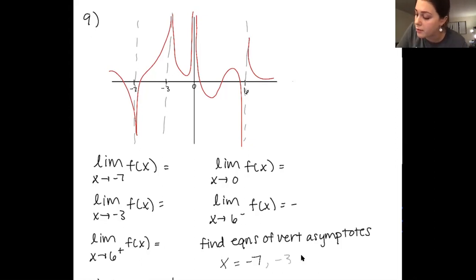We also have one at negative 3 and at 0 and at 6. So that was the distinction that I was talking about earlier. So the limit as x tends to negative 7 of f of x, like I said, it's plunging downward towards negative infinity. And so the limit is negative infinity.